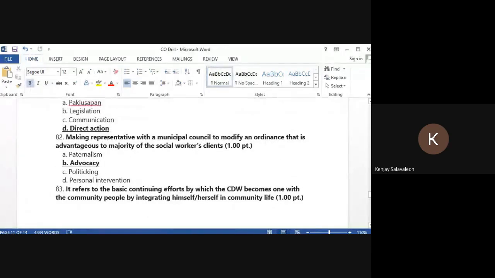82. In making representation with the municipal council to modify an ordinance that is advantageous to the majority of the social worker's clients is what we call advocacy. Paternalism is one of the problems in community organizing whereby people adhere to a certain pattern that makes them stay in their statuses. Politicking, hindi naman siya politicking because we are not using the politics for our own benefits. Personal intervention, we cannot really claim that it is our intervention for the welfare of the client, but actually it is embedded in our work.